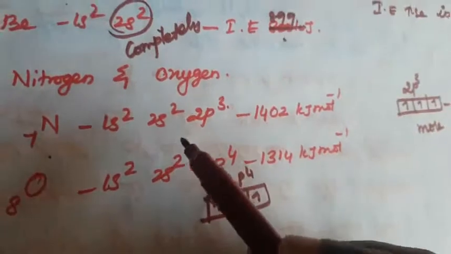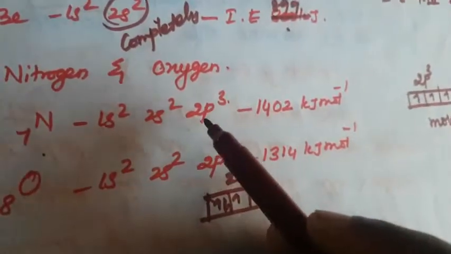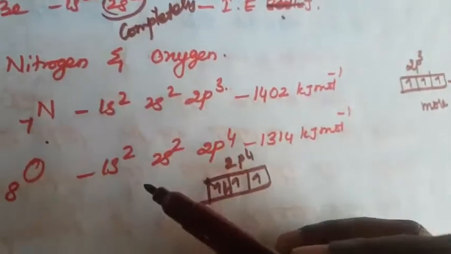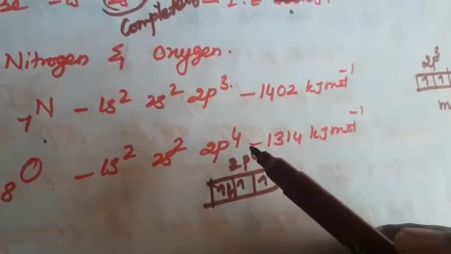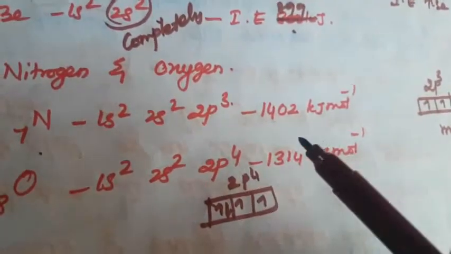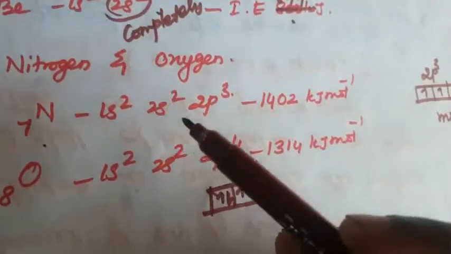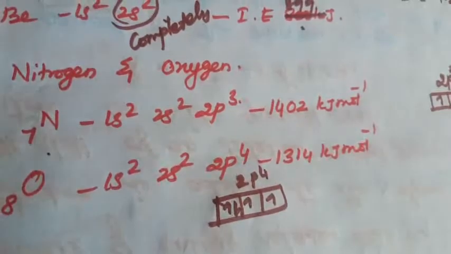So nitrogen's ionization energy is very high due to the half-filled orbitals, but oxygen has a partially filled orbital. That is the reason: nitrogen has more ionization energy than oxygen.